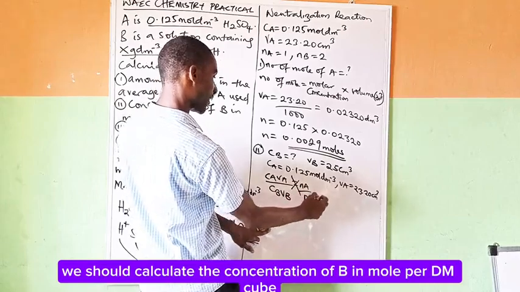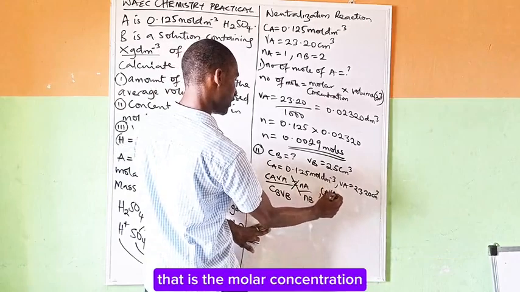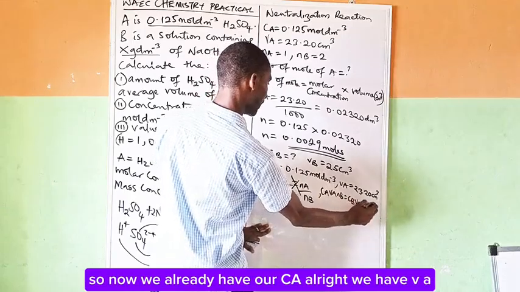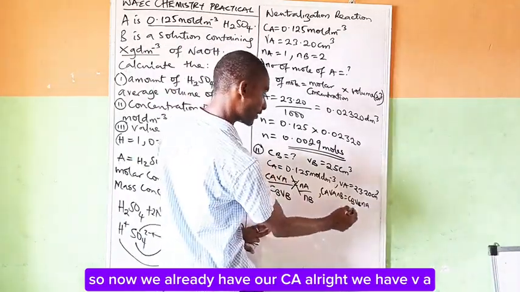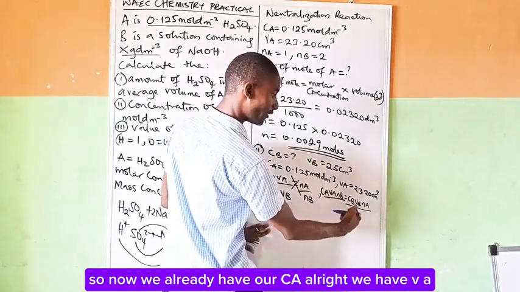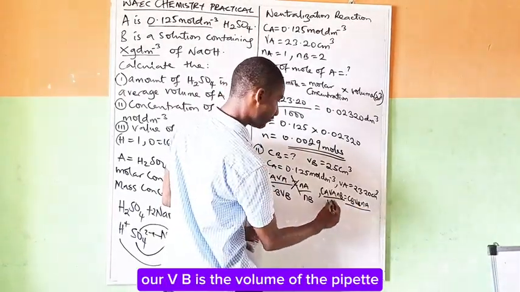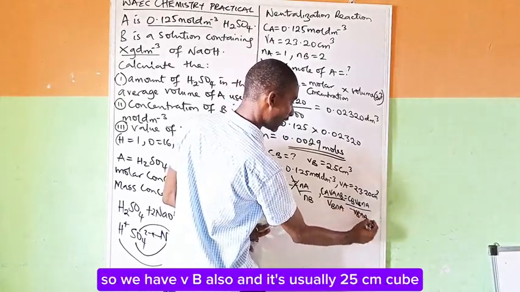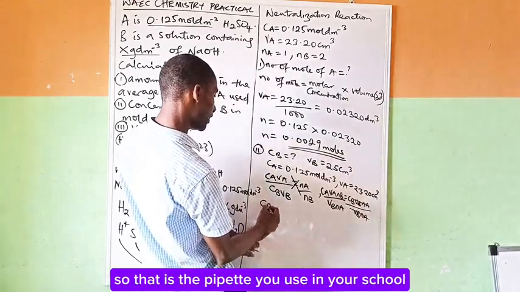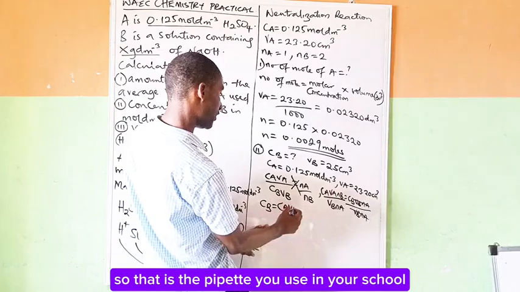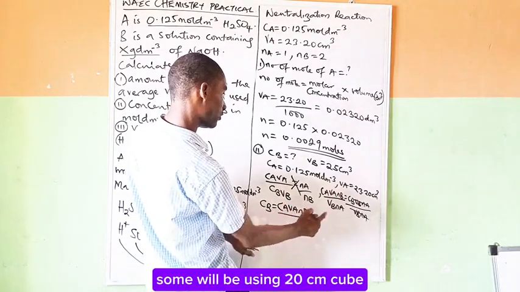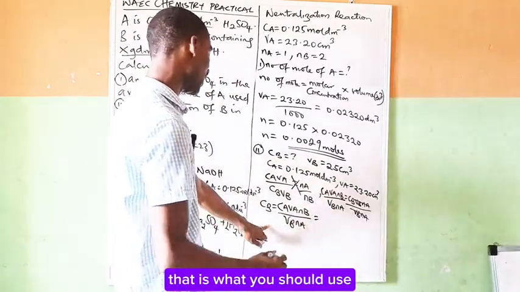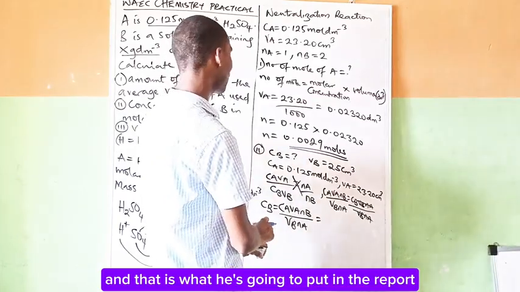If you cross multiply, you are going to have CAVANB equals CBVBNA. So since we are looking for CB, we make CB subject of formula. We divide both sides by VBNA. So your CB is going to be CAVANB all over VBNA. Now let's input the values. So our CB will be, what's our CA?